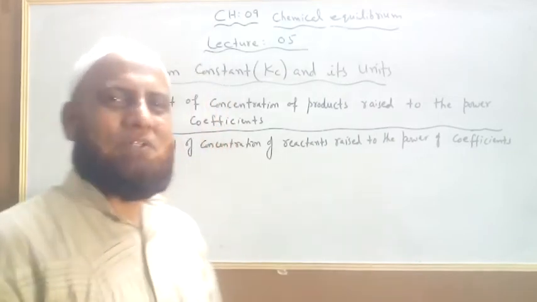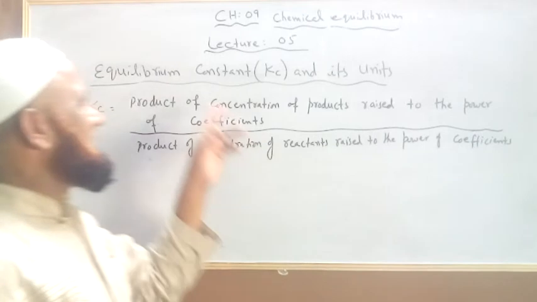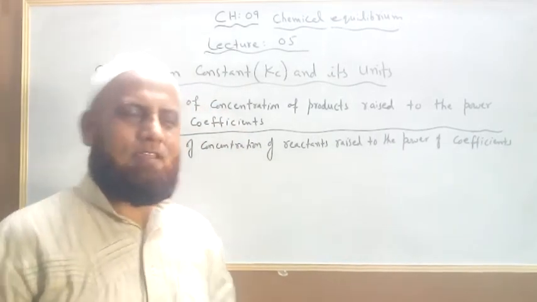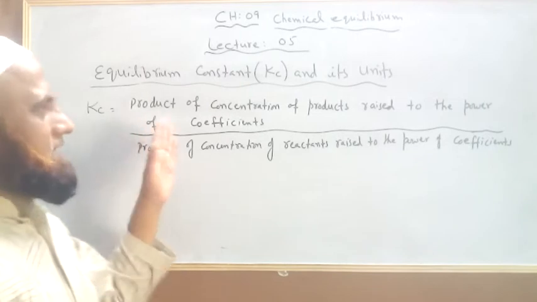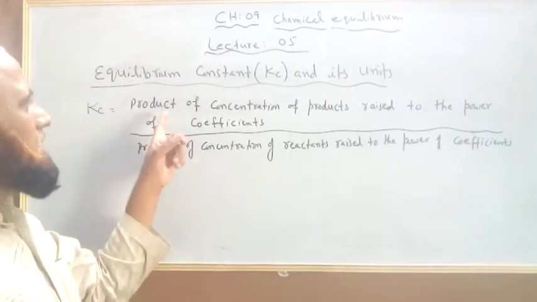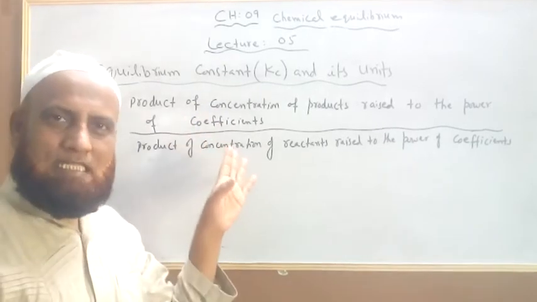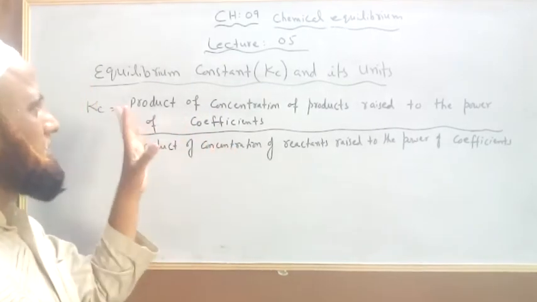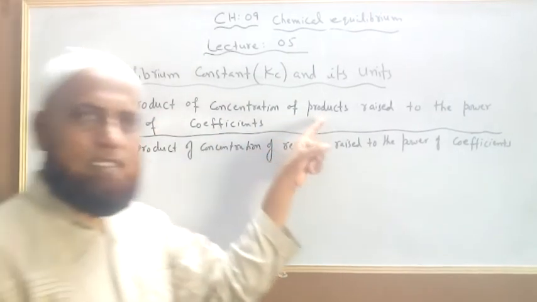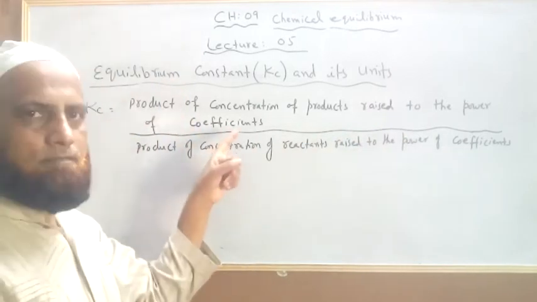So let's start our next chapter, next topic, that is equilibrium constant Kc and its units. According to its definition, equilibrium constant is the ratio between the product of concentration of products raised to the power of coefficient.